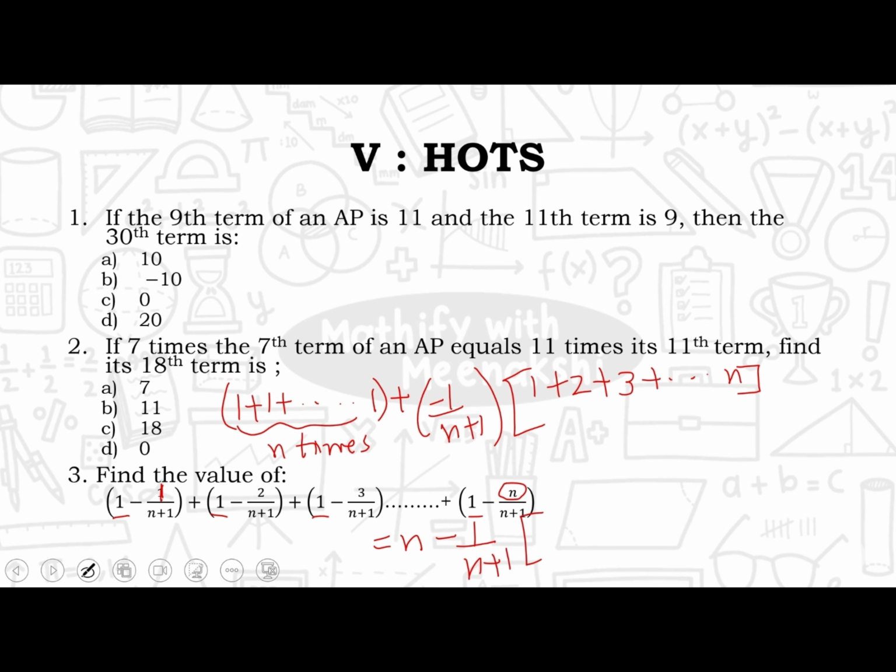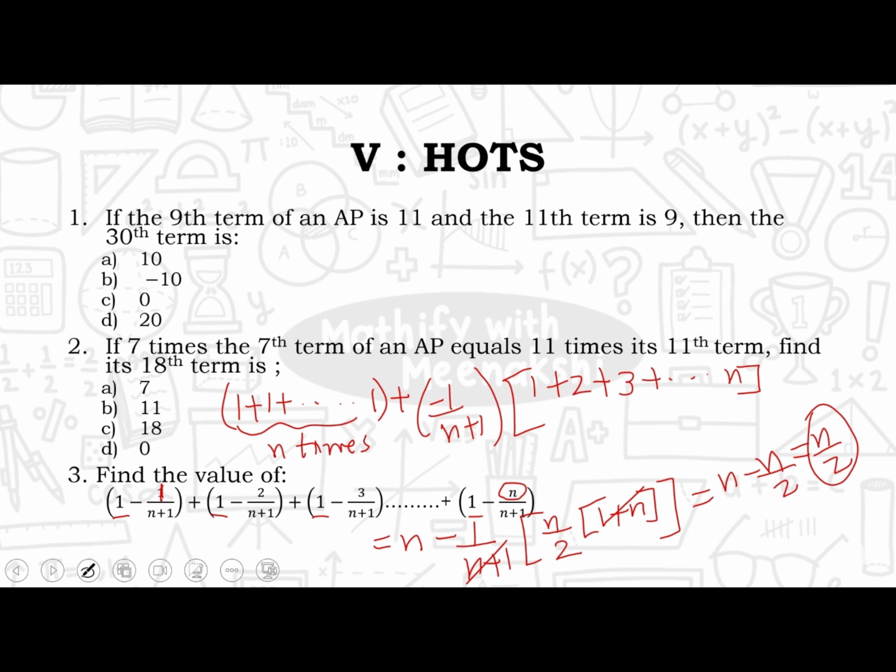Now, you know how we can add 1 plus 2 plus 3 up to n? Yes, you can use the formula of Sn, that is n by 2 into a plus an. a is 1 here, and the last term is n only. So you can cancel 1 plus n and 1 plus n, and you are left with n minus n by 2. And what is n minus n by 2? It's n by 2. So your final answer is n by 2.